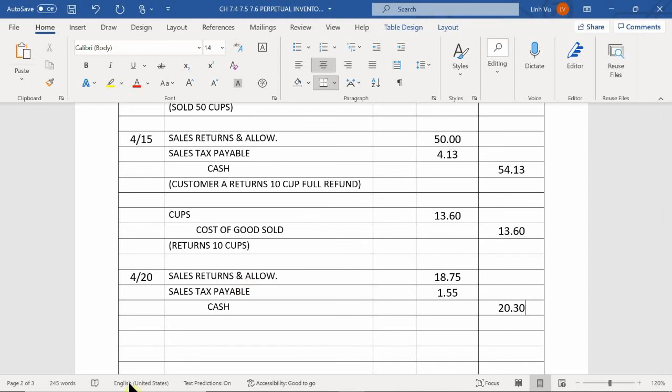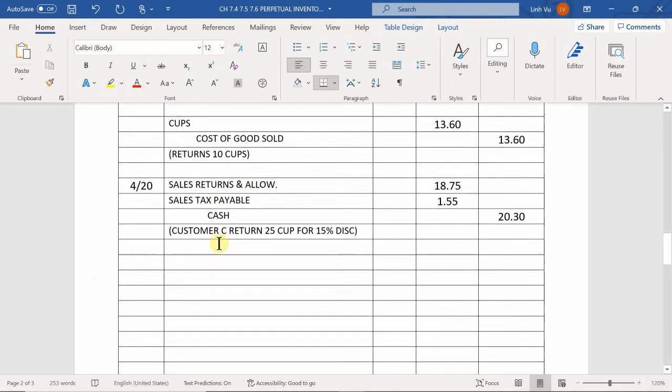$20.30. Okay. And I'm going to go ahead and do customer B or C returns: 25 cups for a 15% discount. Because customer C is attempting to return 25 cups but is willing to accept a 15% discount, do we need to update our inventory? No, because we convinced them to keep the cups and just take a 15% discount. So in this case, no need for that extra journal there.